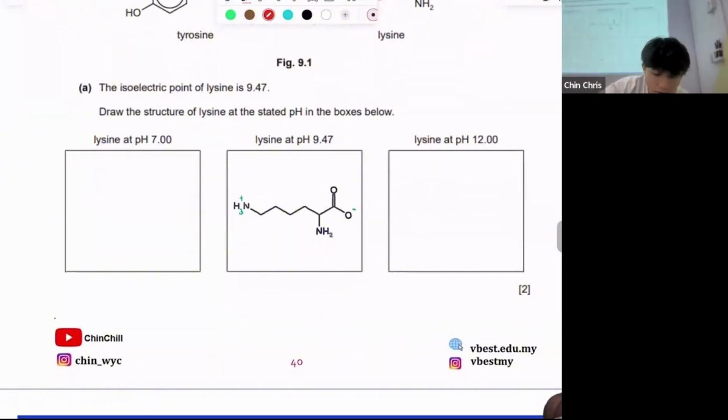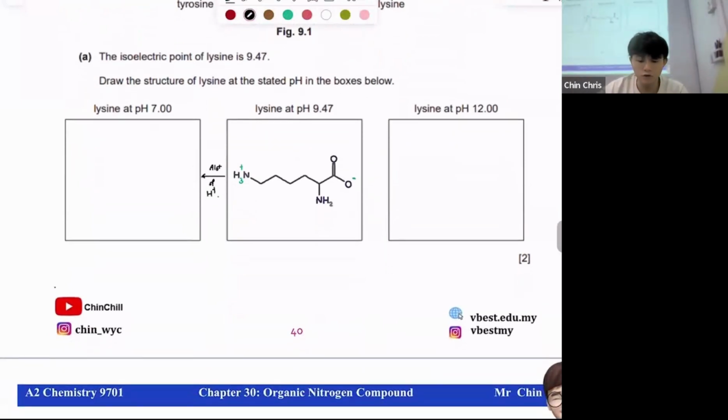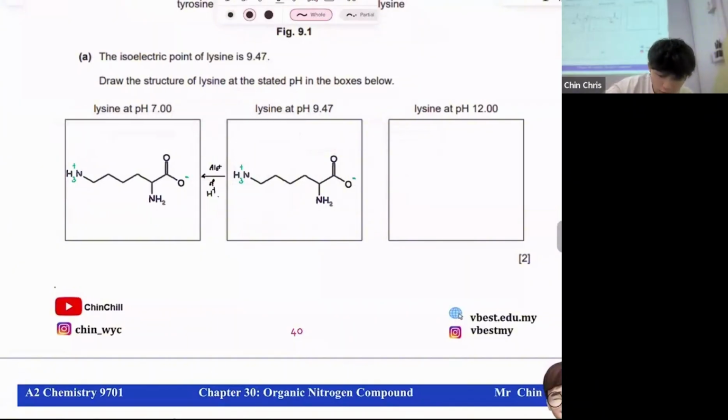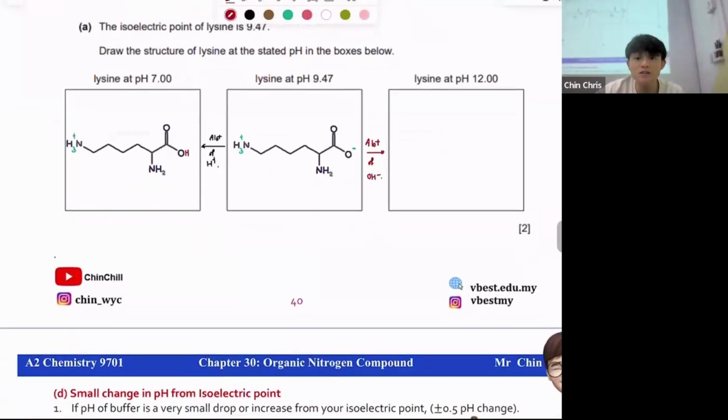Okay, guys, next. Under pH 7, what will be? pH 7 means you have a lot of H plus, right? So if you add a lot of H plus, where will the H plus go? To the O minus, right? So it turns into COOH. So guys, if you put it under pH 12, which means a lot of OH minus, what will happen to the OH minus? It will take away the H from the NH3 plus, right?